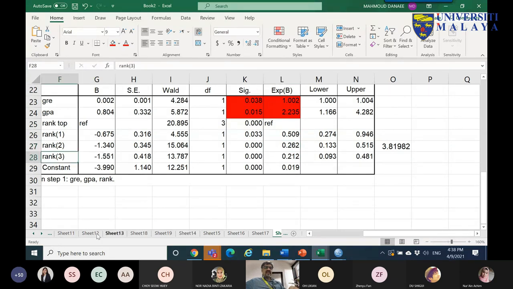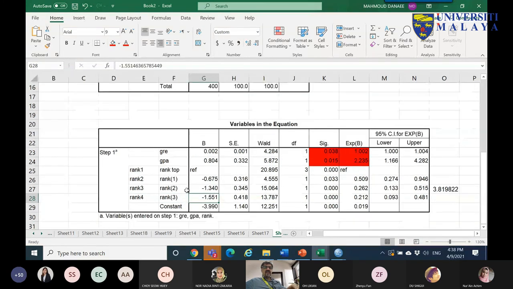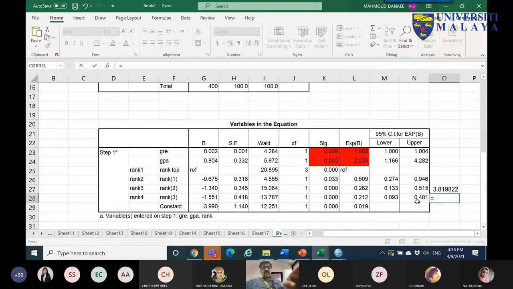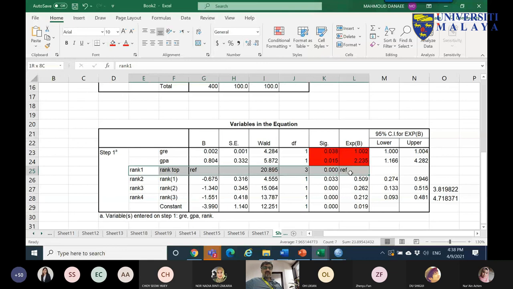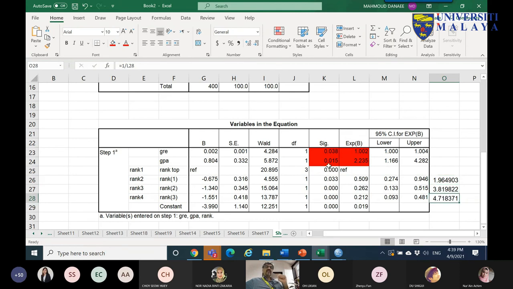And if you graduate from a school of rank 4, still you have, because all of them are negative, compared to a person who graduated from the top school, rank 1, you have 4.7 times less chance to be admitted. Let me convert the first one also. So here you have almost 2 times less chance, 3.4. So look here, what will happen?